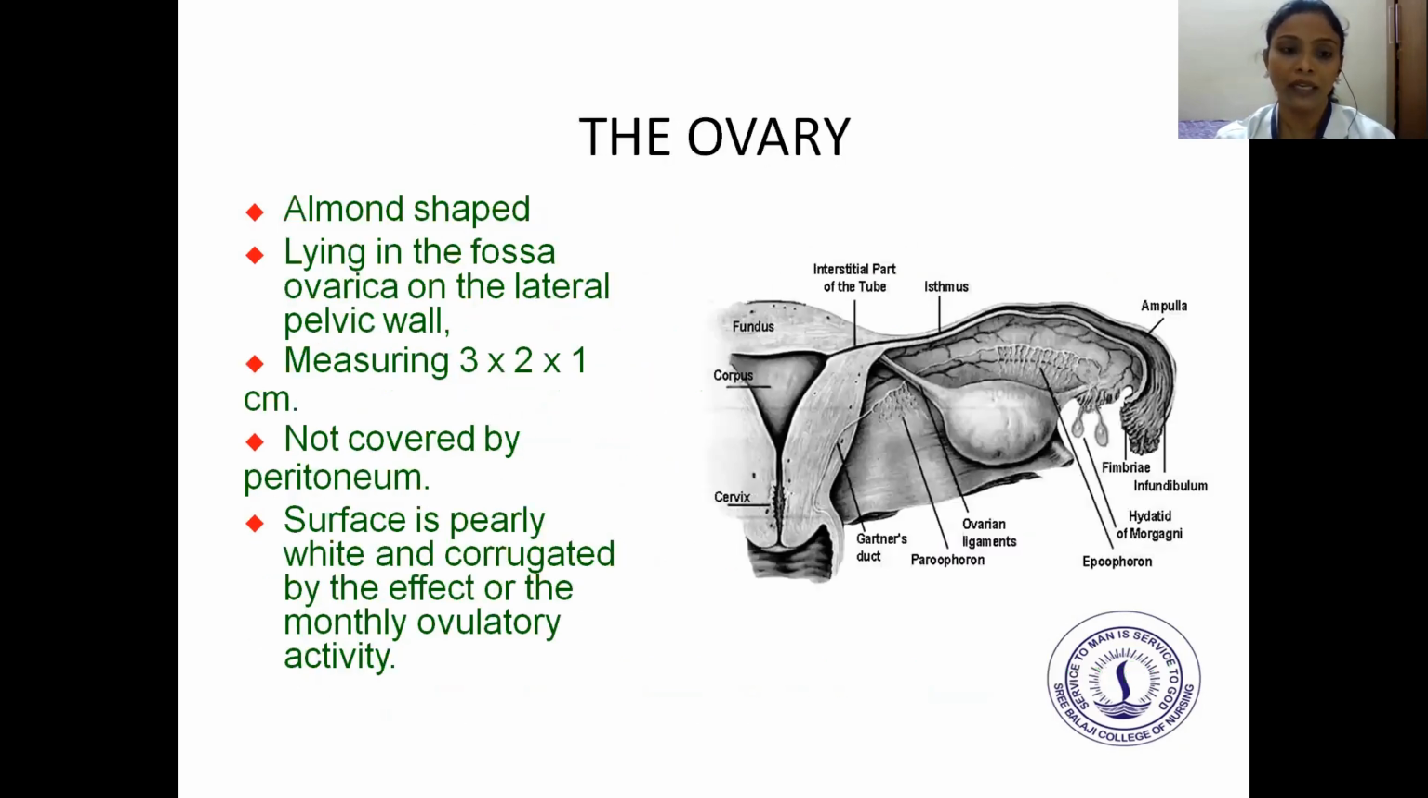And next is the ovary. It is almond shaped, lying in the fossa ovarica on the lateral pelvic wall. The ovary measures about 3 by 2 by 1 centimeter, not covered by the peritoneum. Surface is pinkish white and corrugated by the effect of the monthly ovulatory activity. Can you see there in this picture, the ovaries connected with the fallopian tube, and the ovarian ligament connected to the interstitial part of the tube.